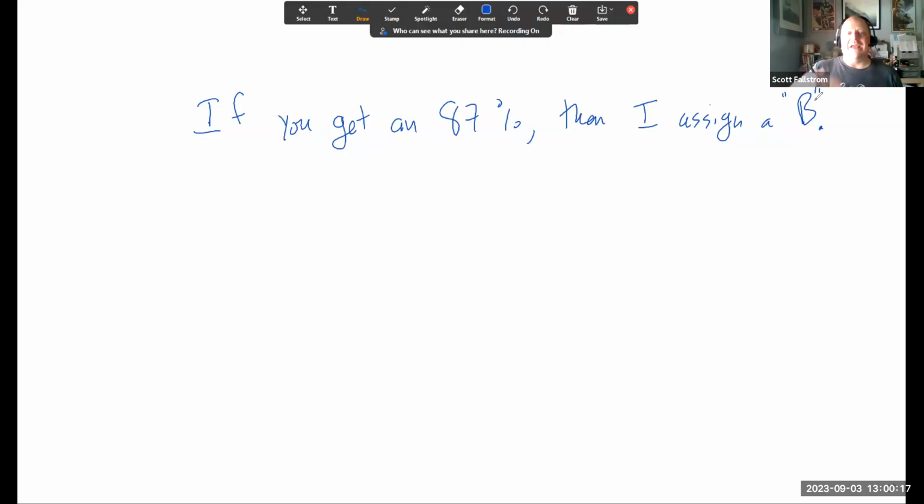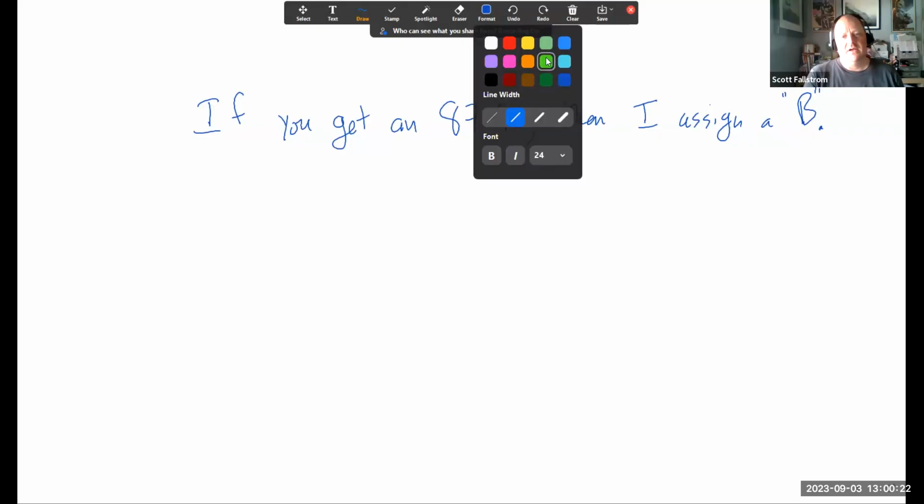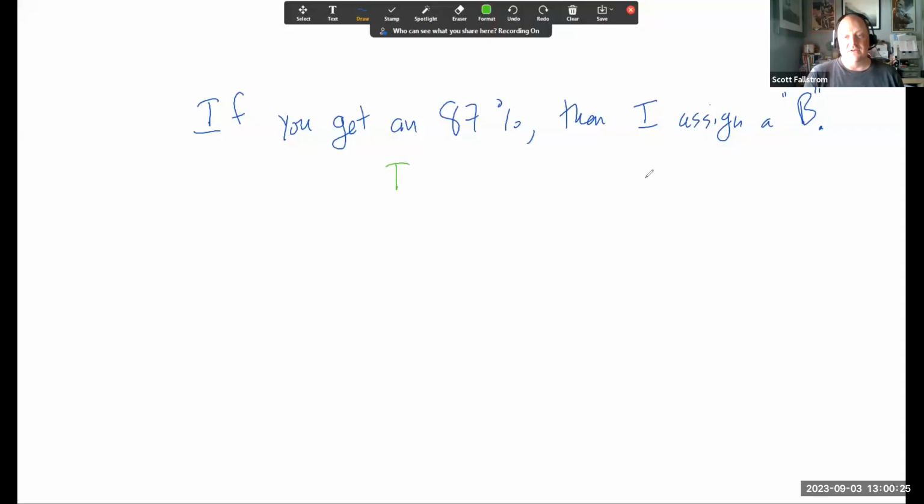Right. So now you could analyze this statement. You can say, okay, so let's see here. If I did get an 87% and Scott gave me a B, well, then that's true. So I can't prove that statement false with that, right? You have no complaint. There's no complaint that you could make against me. The question is, when could you make a complaint against me? And so I want you to think about that. When could you make a complaint against me? You could make a complaint if you did the 87 part. You got an 87, and I did not assign you a B grade, right?